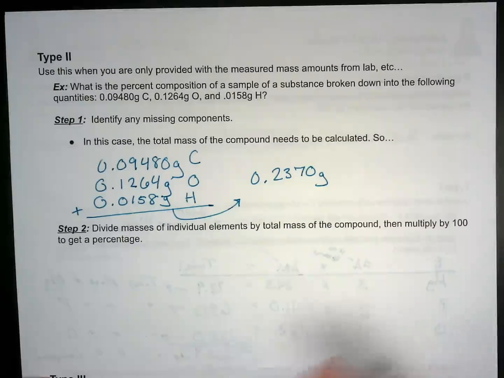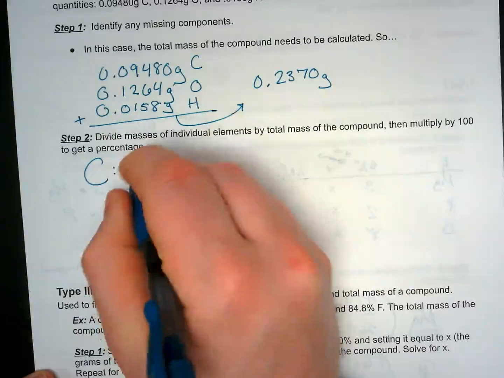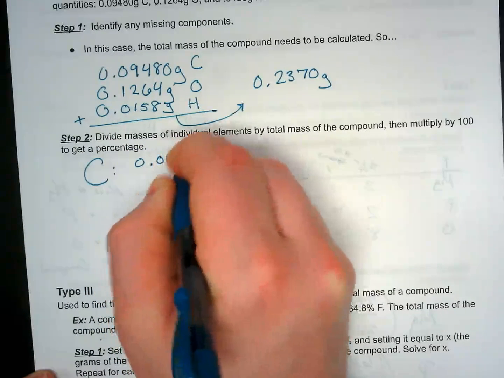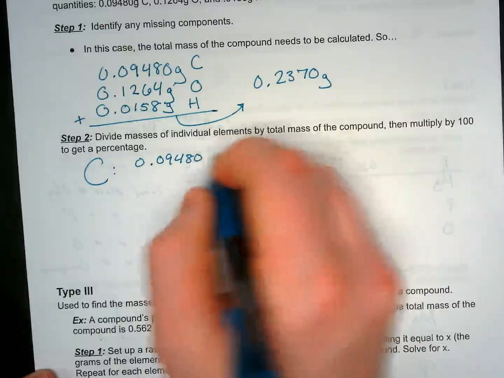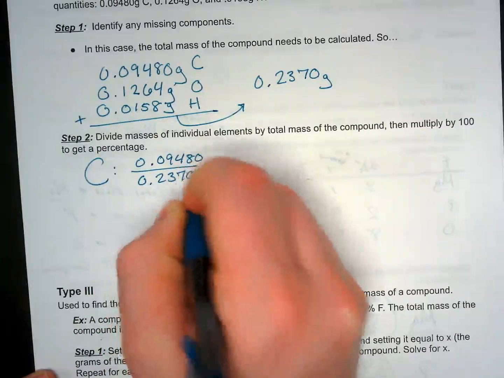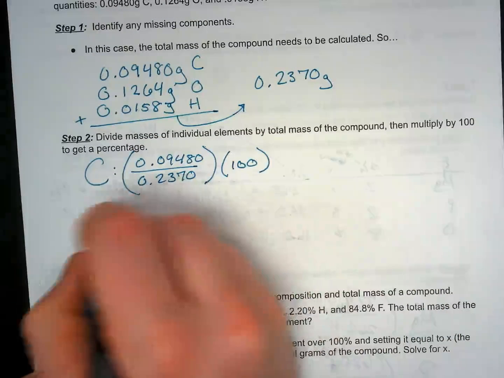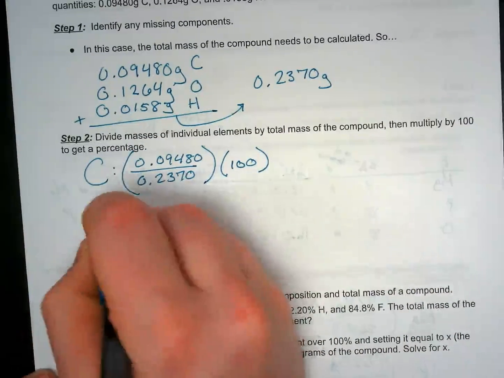So now what we're going to do is what we did last time. So now we're going to say, well, the carbon there was 0.09480, okay, divided by 0.2370. Okay, oxygen and hydrogen.